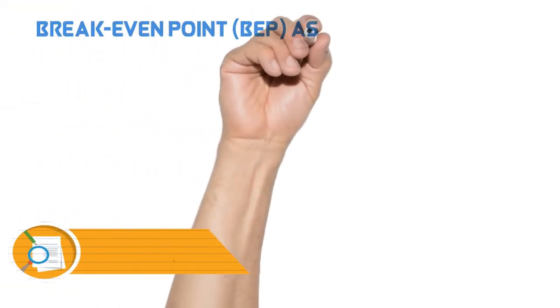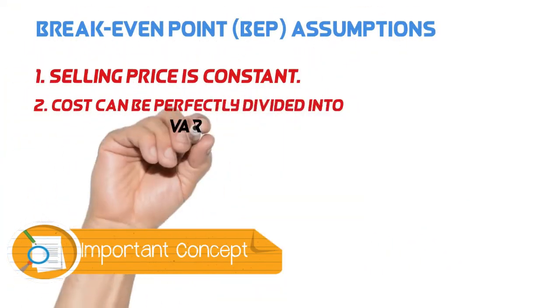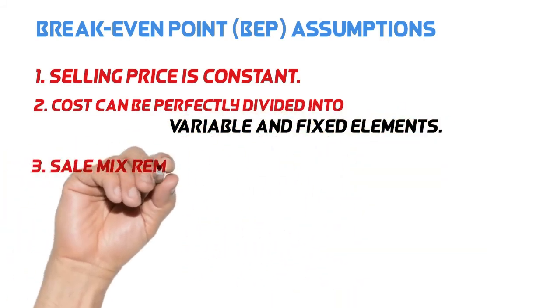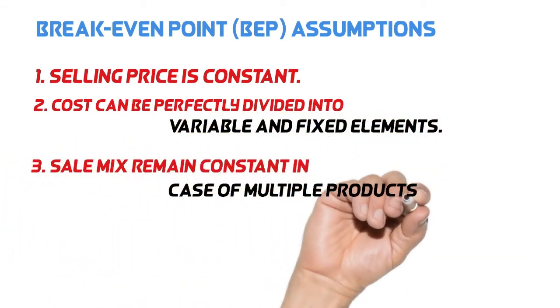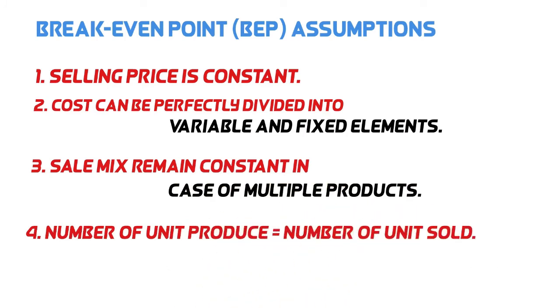This point mostly students miss in this topic, but you must know about this concept. Break-even point is based on a few core assumptions. First assumption is that the price of a product or service remains constant as volume changes. Second assumption is that the cost can be accurately split into variable cost and fixed cost. The variable cost remains constant per unit and fixed cost is constant in total over the entire relevant range.